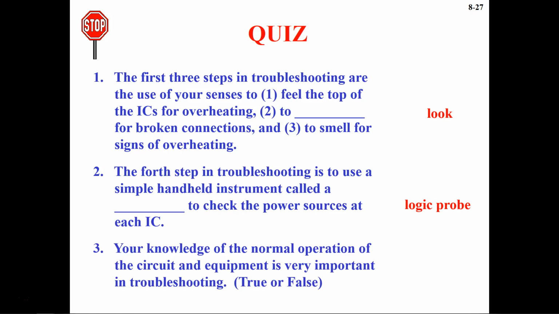Your knowledge of the normal operation of the circuit and equipment is very important in troubleshooting. Is it true or false? It's a straightforward question. We know that we do need to know the normal operation of the circuit when we perform it in the lab. So this statement is true.